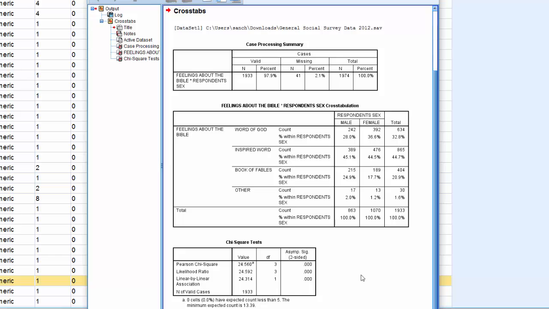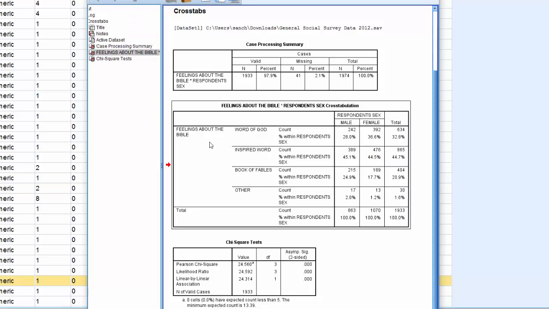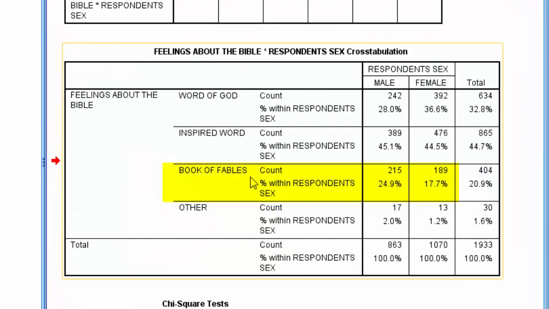In my second paragraph, what I'm going to write about is the crosstab itself. What I want to do is pick two columns. In this case, there are only two columns, males and females, and compare them across the same row. And I always compare the percentages. So in this case, looking at the row of Book of Fables, we can see that 24.9%, almost a quarter of the men, believed that the Bible was a book of fables. This is compared to the females, where only 17.7% believed that the Bible was a book of fables.